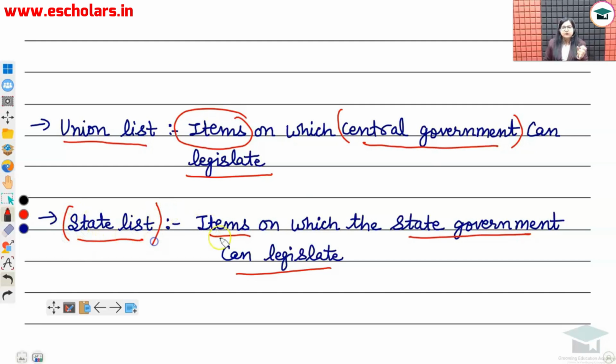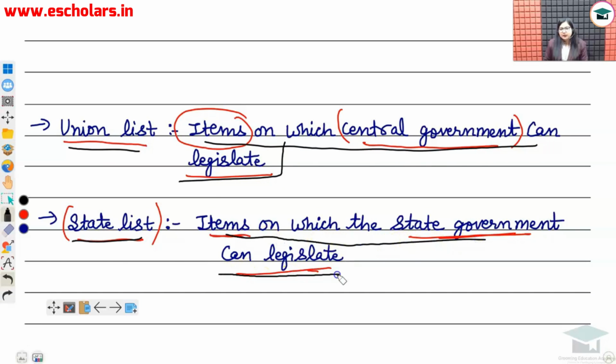And state list involves those items on which state government can legislate, that is, state government can have the power. So let's have a look. Union list, items on which central government can legislate. State list, items on which the state government can legislate.